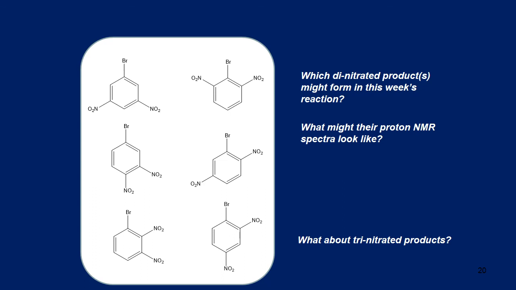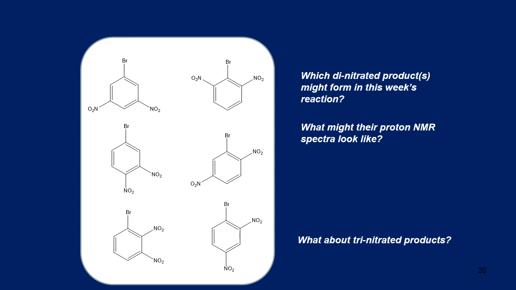Something for you to think about this week is which dinitrated products might form. There are actually 6 different permutations of dinitrated products, some of which we might predict and others of which we might not, based upon what we know about directing effects. Nonetheless, you should consider what the proton NMR spectrum of each of these would look like, and how you would prove exactly where a second nitrate went when it was attached to the ring.